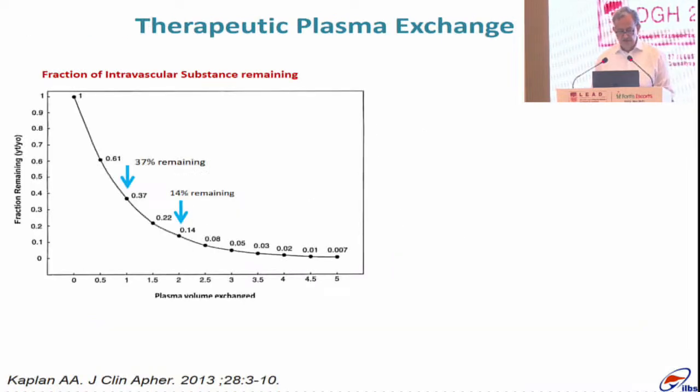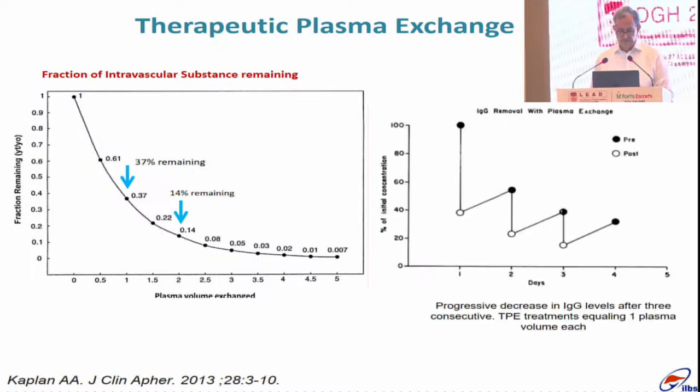Now, half volume, 1 volume, 2 volumes. Half volume, this shows you the fraction of intravascular substances which are remaining after half volume plasma exchange. After 1 volume, you have removed 63%, which to me is good. Some people want to do high volume, which is 2 volumes, where 14% remain, 86% removed. But that may sometimes be challenging.